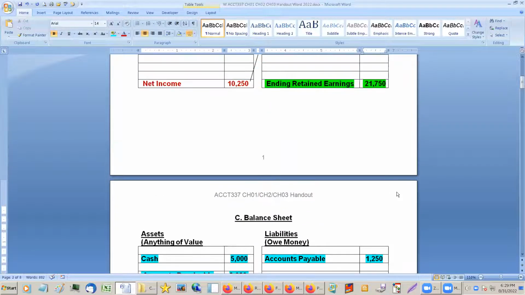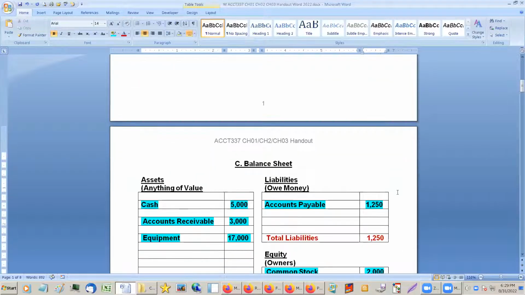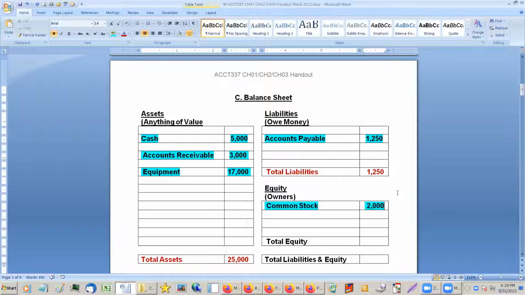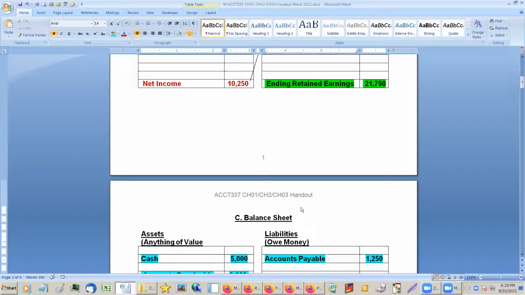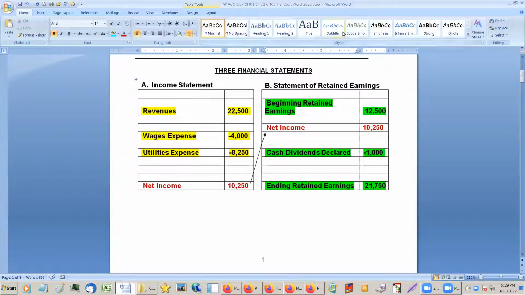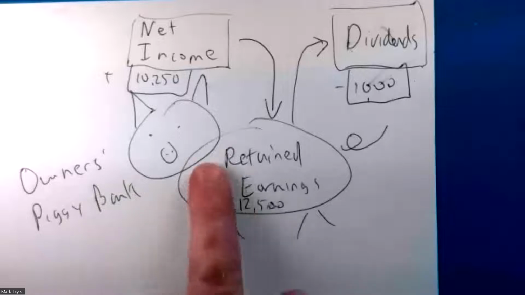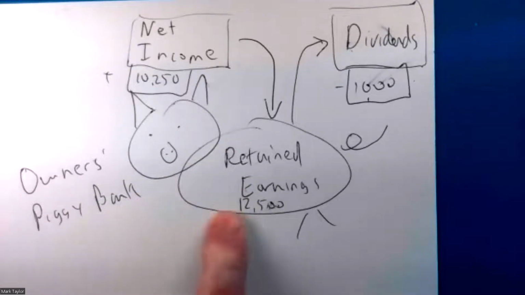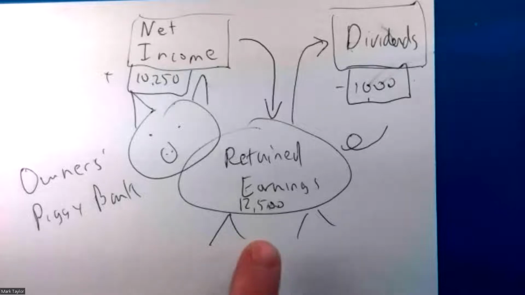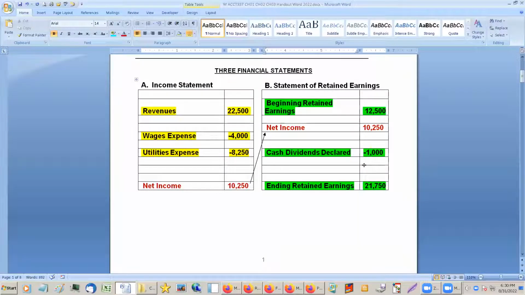Now, we still have one more thing that these owners have that we have to put in here, and that is their piggy bank, retained earnings. This is the owner's piggy bank. So this has whatever the ending balance in the piggy bank is. That belongs to the owner, so we're going to put it in with the owner's stuff. So retained earnings is 21,750.